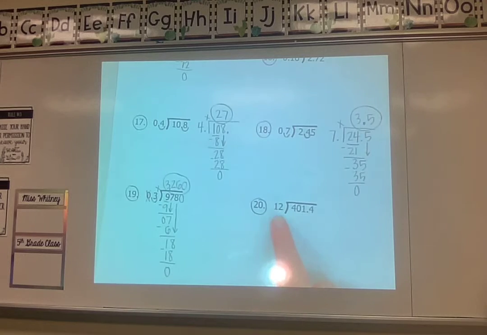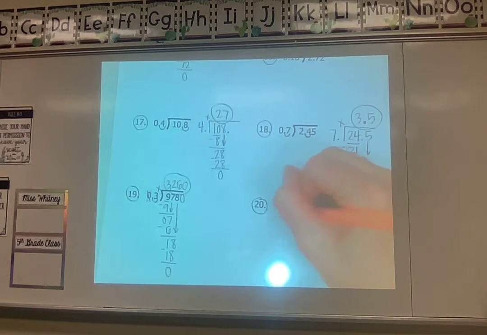Alrighty, this one we are dividing by 12. Even though that's a 2-digit number, it's basically like a 1-digit number because we have our multiplication chart which goes all the way to 12s. So use that to help you. So 12 into 40, that would be a 3. 12 times 3 is 36. When I subtract, I get a 4. Then I'm going to bring down the 1 and go again.